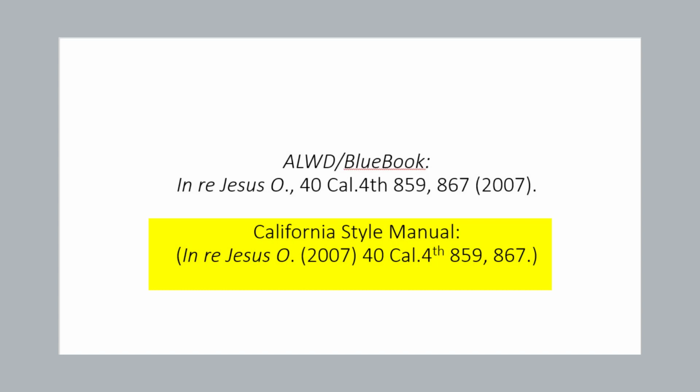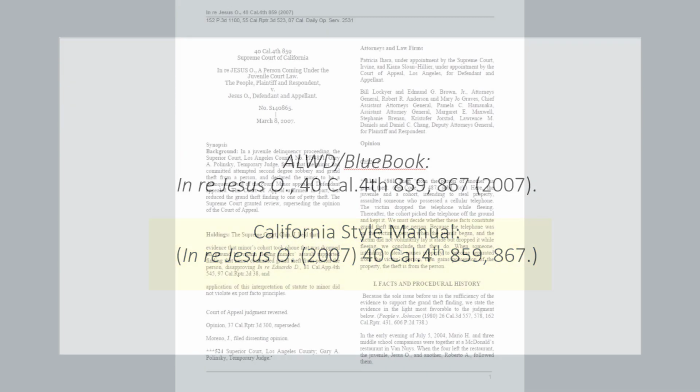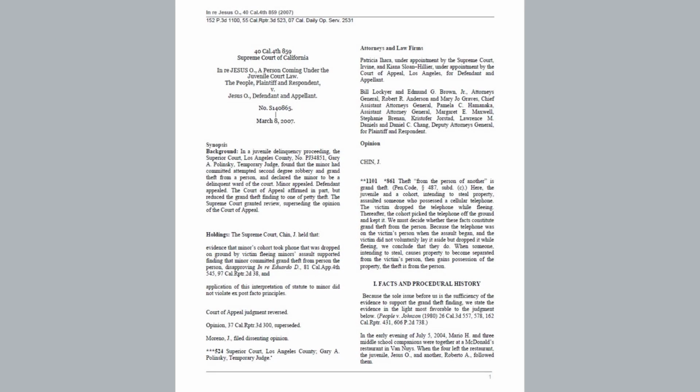The California Style Manual makes a couple other changes. The entire citation is in parentheses. There's no comma after the case name. But like ALWD or Blue Book, it also puts the case name in italics. So with those minor corrections, we can take that top left-hand corner on the first page and make that into a correct citation format.